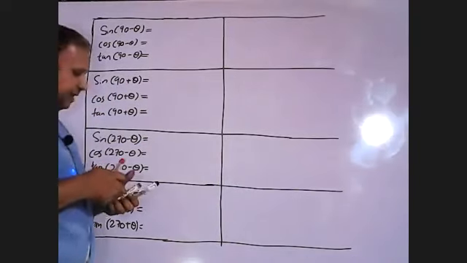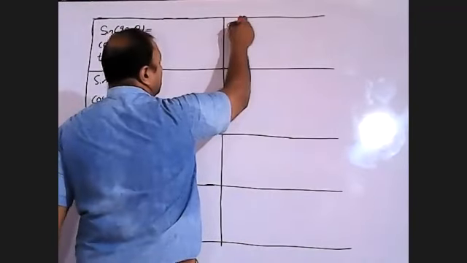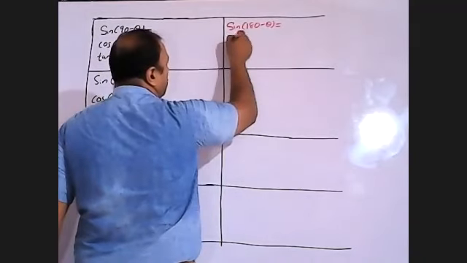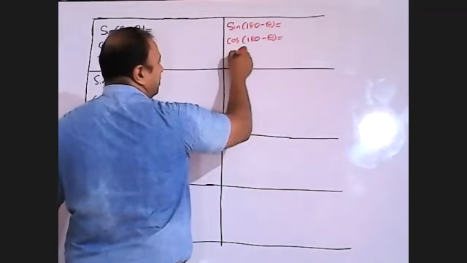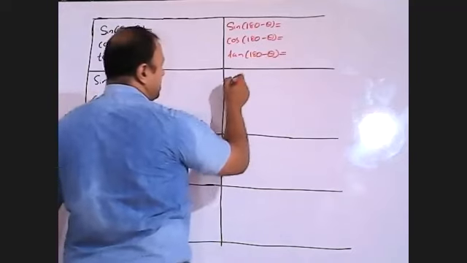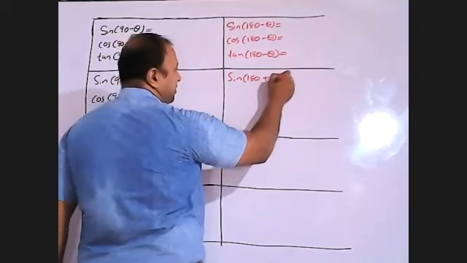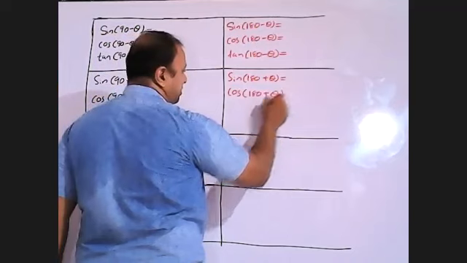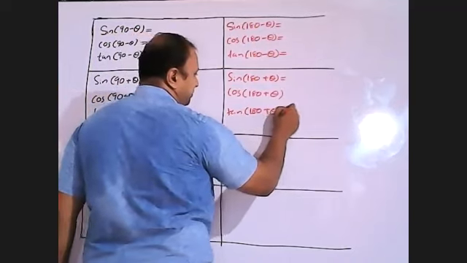Then here I can write the even multiplications. Sine 180 minus theta, cos 180 minus theta, and tan 180 minus theta. Then sine 180 plus theta, cos 180 plus theta, tan 180 plus theta.